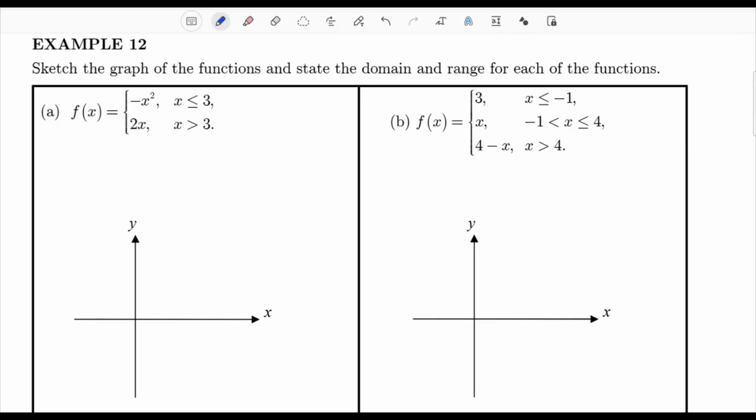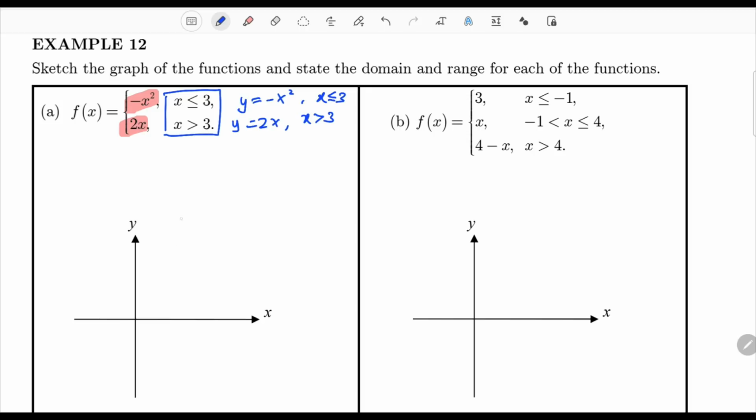Example 12. Sketch the graph of the functions and state the domain and range for each of the functions. So a, f(x) equal to negative x squared, and then 2x. You have the sections here given, so you need to sketch two graphs. One is y equal to negative x squared when your x is less than or equal to 3. One more is y equals 2x, that is when your x is greater than 3. So that's how we should look at it.